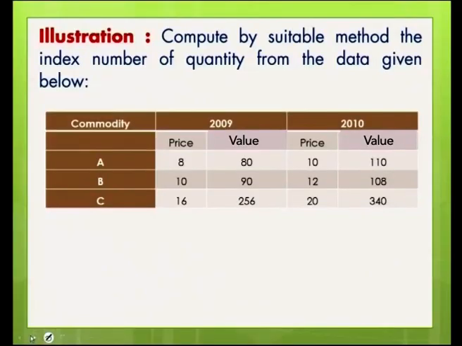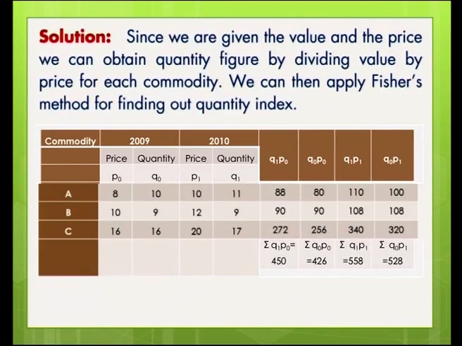Let us see how the quantity index number is calculated. Compute by a suitable method the index number of a quantity from the data given below. Just quickly we will go through. Since the value and price are given, quantity has to be computed, and the best suitable method for this is Fisher's ideal method. Since we are given the value and price, we can obtain quantity figures by dividing value. What is value actually? V is nothing but P0 Q0, or it is P1 Q1.